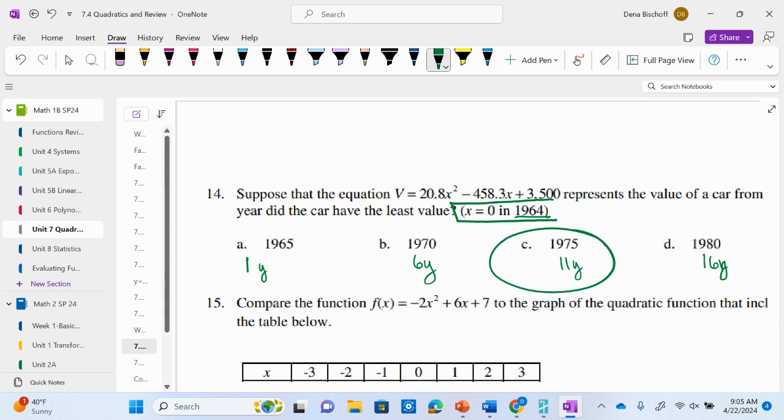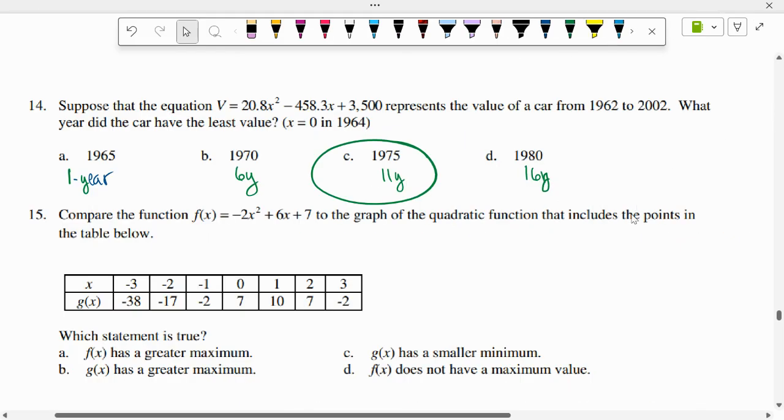This is really important. It says x is 0 in the year 1964. So that means that this represents 1 year. You guys see how we did that? You have to know how to do that, okay?